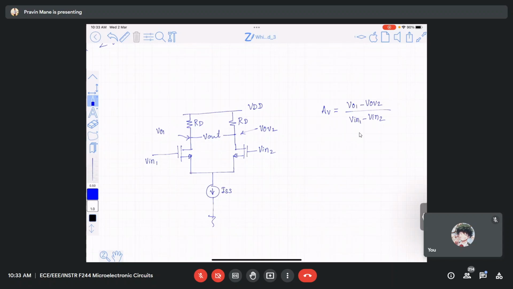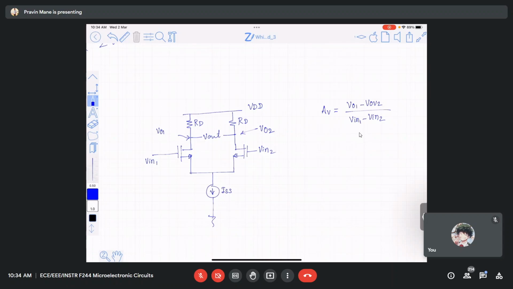For simplification purposes, I will first neglect RO. What should be done? I should find out VO1 and VO2 when only Vin1 is present, by making Vin2 equal to 0. In the next step, I will make Vin1 equal to 0, and by applying only Vin2, I will find out VO1 and VO2. Then find the addition of these two results.